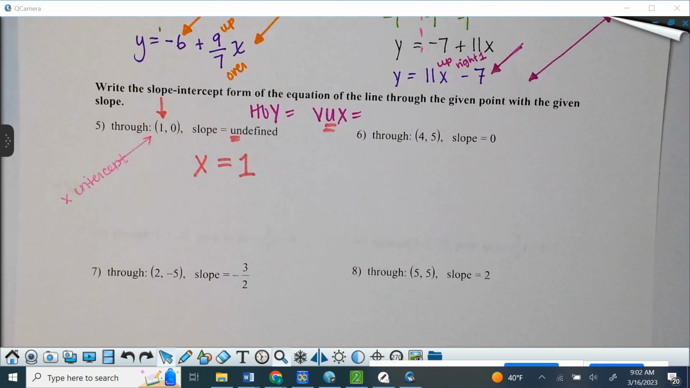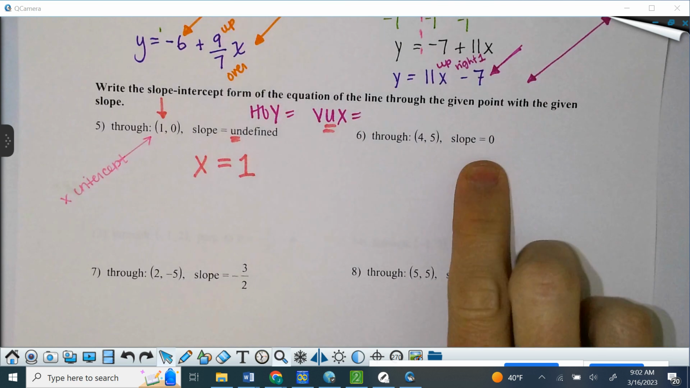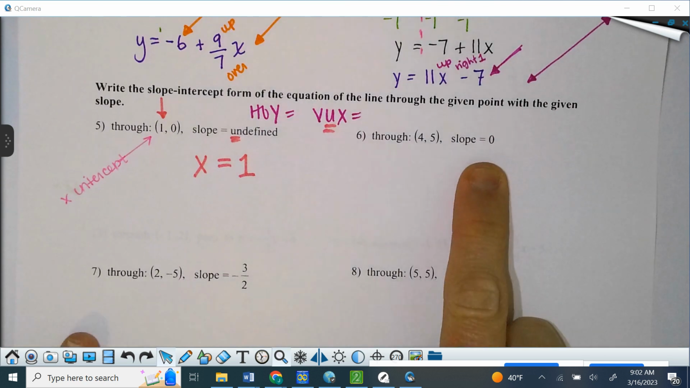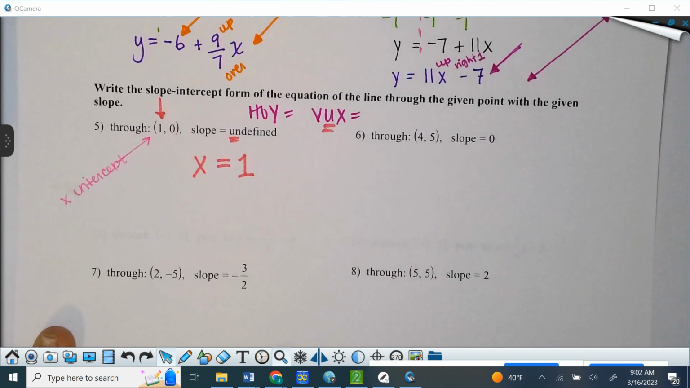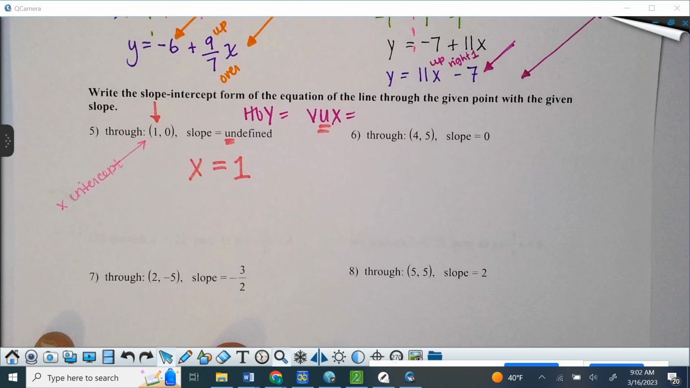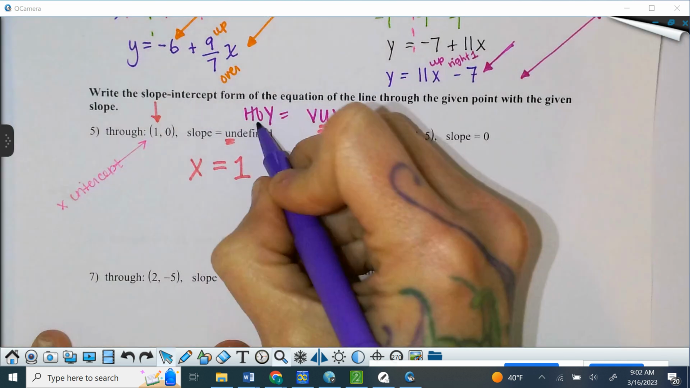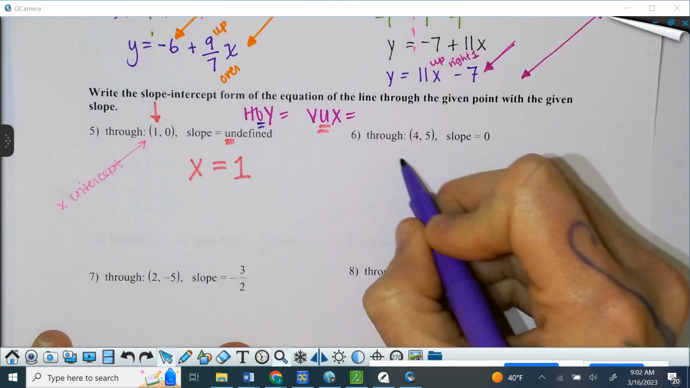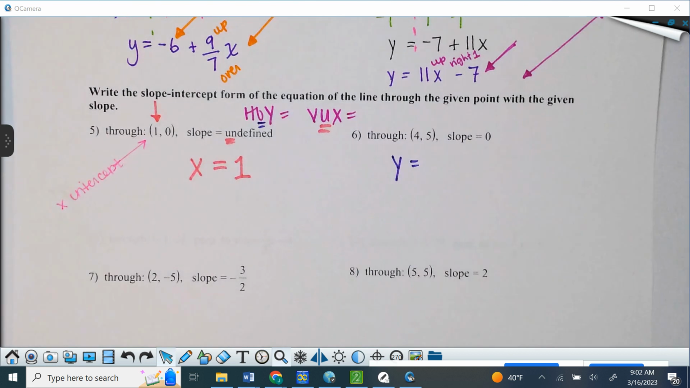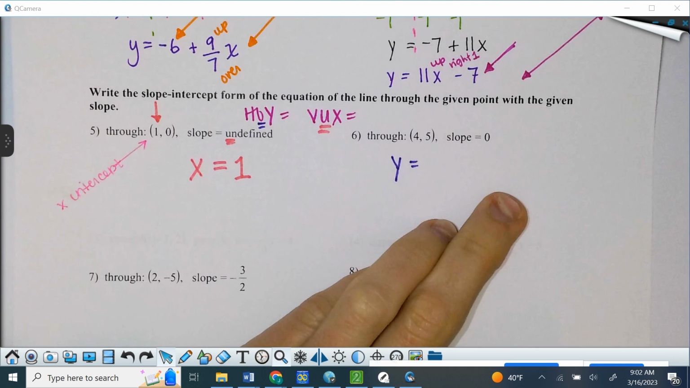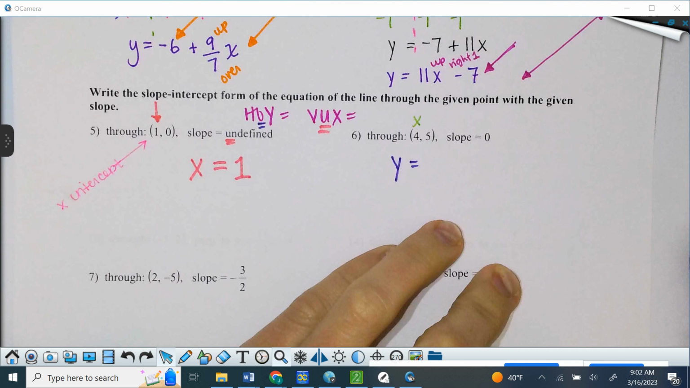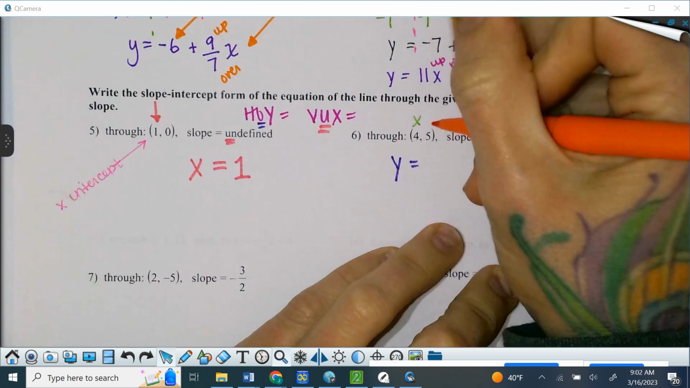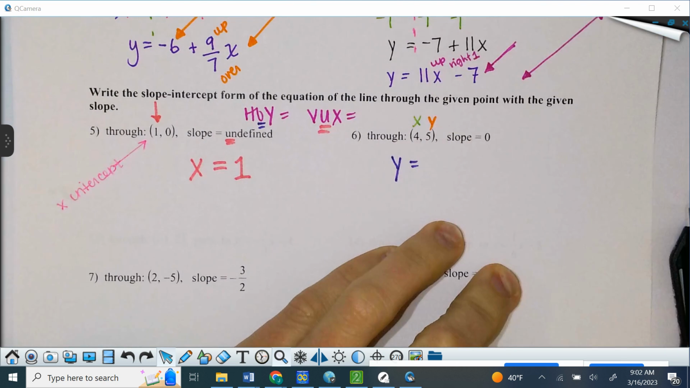Now, how about when the slope is 0? Is that going to be a y equals or an x equals? Slope is 0. Y equals or x equals? Good. So hoy, there's our 0, y equals. So y equals. Now this one you could, if you wanted to do all the math, plug this in the y equals mx plus b, because we have our x and our y value. So this is our x. This is our y. And then this is our m. That 0 is our m.